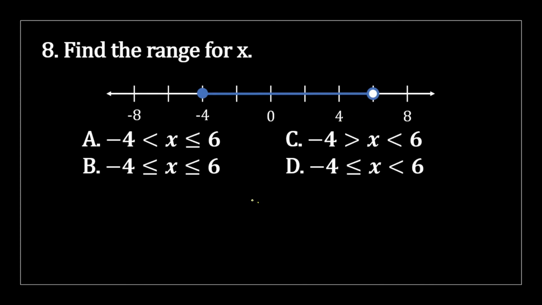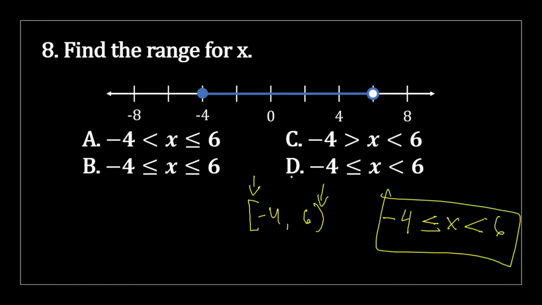So we can write that as negative 4 and 6. This represents that negative 4 is included, and this represents that 6 is not included. So x could be negative 4, so we could say x is greater than or equal to negative 4. But since 6 is not included in the value of x, we'll just use x is less than 6. So this will be our answer, and that is letter D.